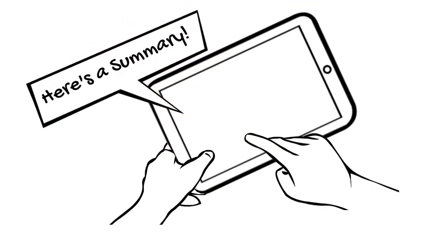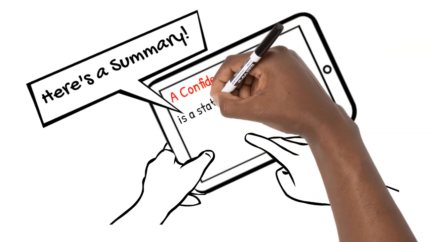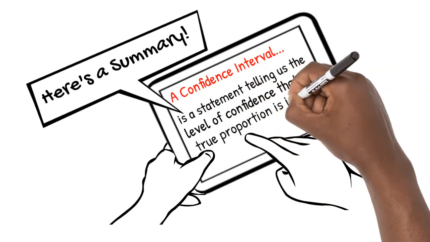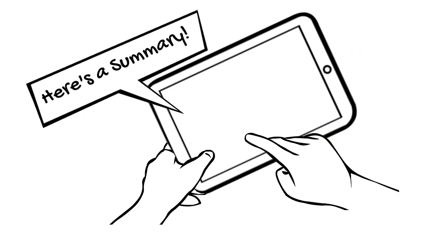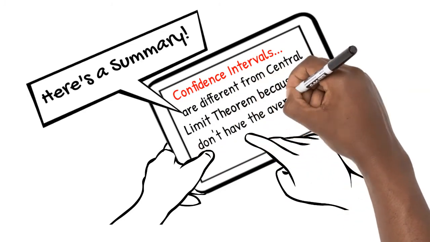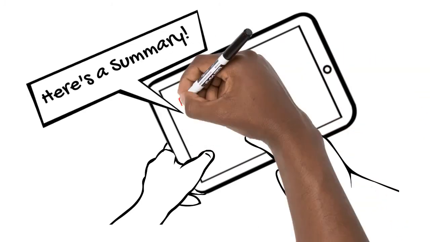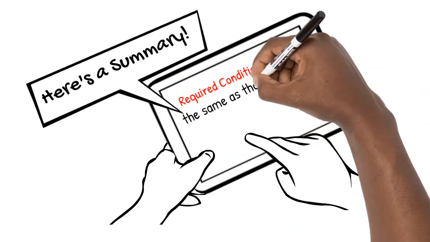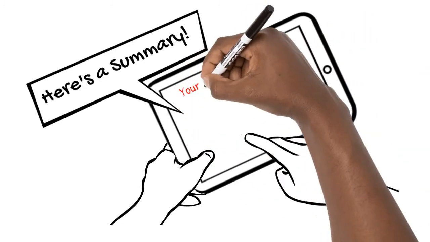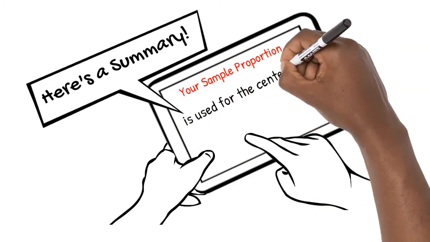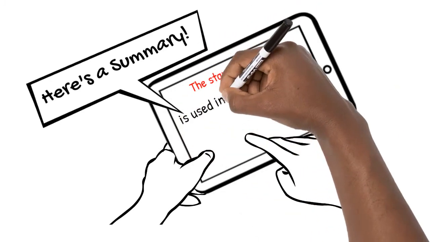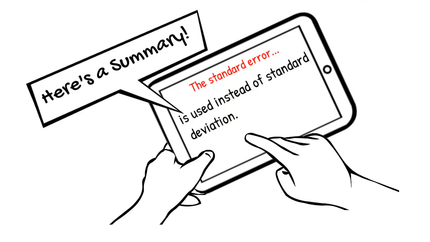Here's a summary of what we've learned. A confidence interval is a statement telling us the level of confidence that a true proportion is in a specific range. Confidence intervals are different from the central limit theorem because we don't have the average proportion. Required conditions are the same as those used for the central limit theorem of proportions. Your sample proportion is used for the center of the normal model. The standard error is used instead of the standard deviation.